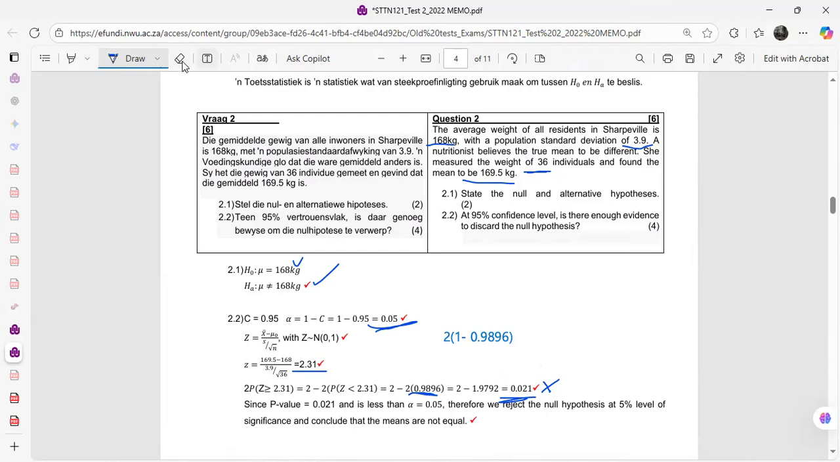You can do it this way: since the z is positive and I'm dealing with two-sided, it's 2 into (1 minus the probability). If the z value was negative, you say 2 into the probability on the table, without the 1 minus. Now since the p-value is 0.0208, and that is less than 0.05, we reject the null hypothesis. Therefore, you can conclude that the means are not equal, because they say the two means are different.